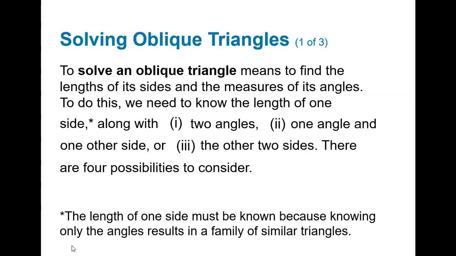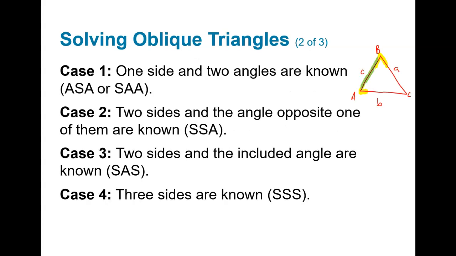So what do we mean by this? Well, first of all, we're now solving oblique triangles. You can think that just means it's not a right triangle anymore. So we have angles that could be all acute, or we can have an obtuse angle in there. We no longer have a right angle involved when we're talking about oblique triangles. Now we're going to have these four cases to consider.